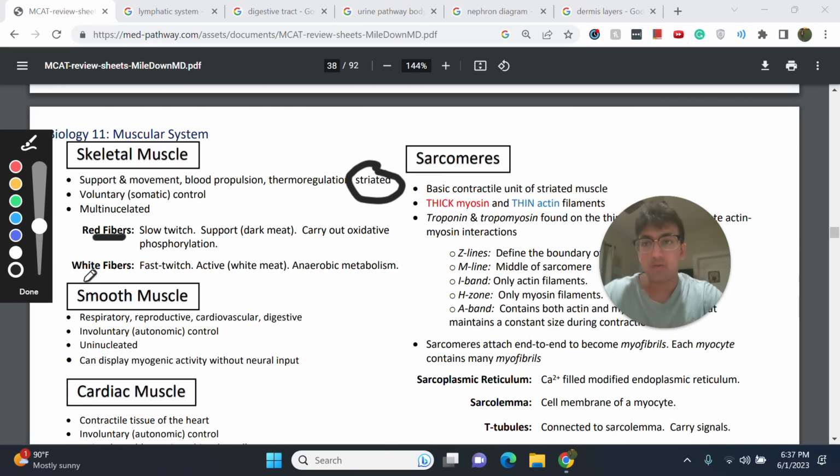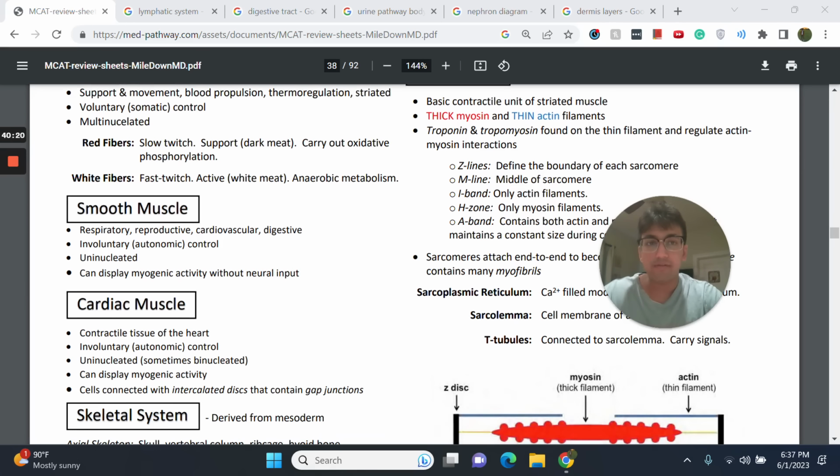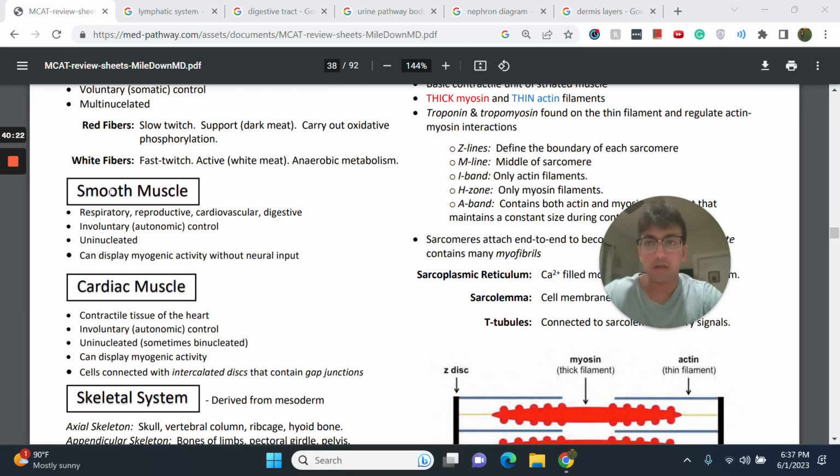There's red fibers and white fibers, and you should kind of know what the difference are. Red fibers are slow twitch, and white fibers are fast twitch. Right? This is oxidative phosphorylation, and this is anaerobic metabolism. Next, we have smooth muscles, and smooth muscles are respiratory, reproductive, cardiovascular, and digestive.